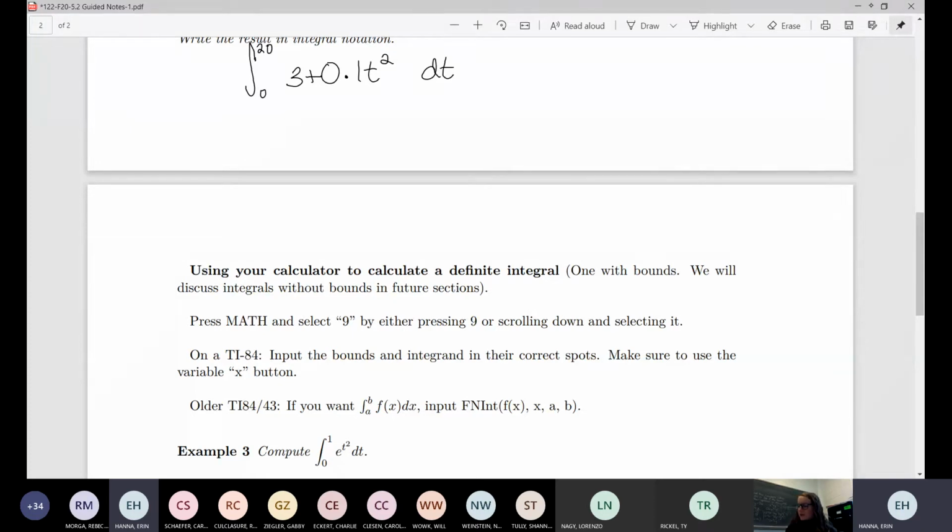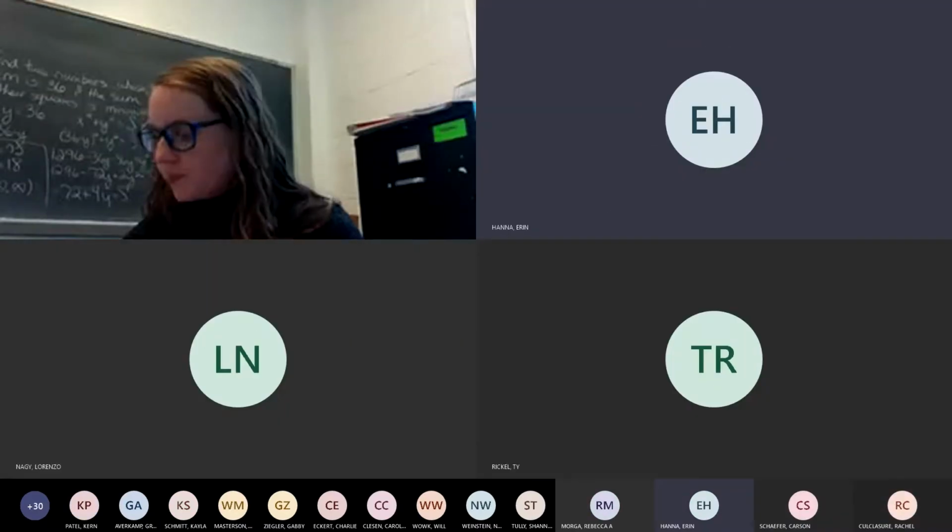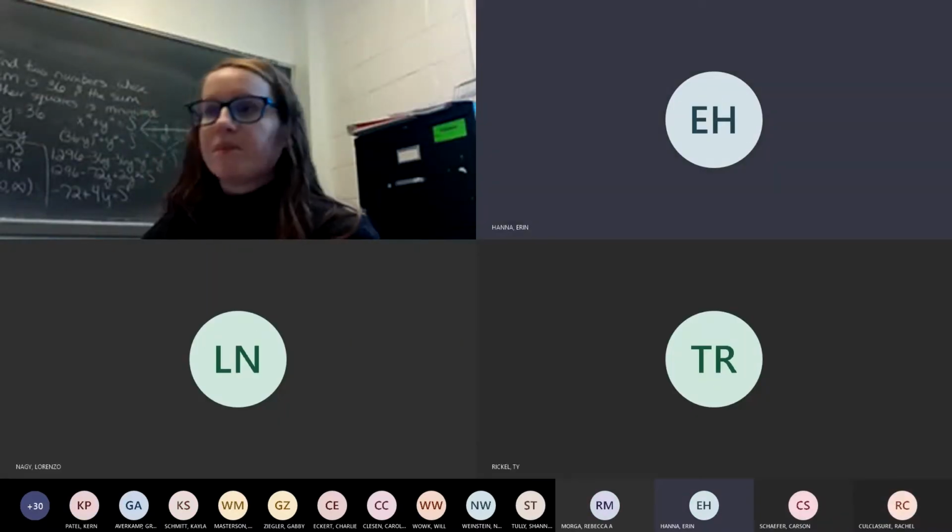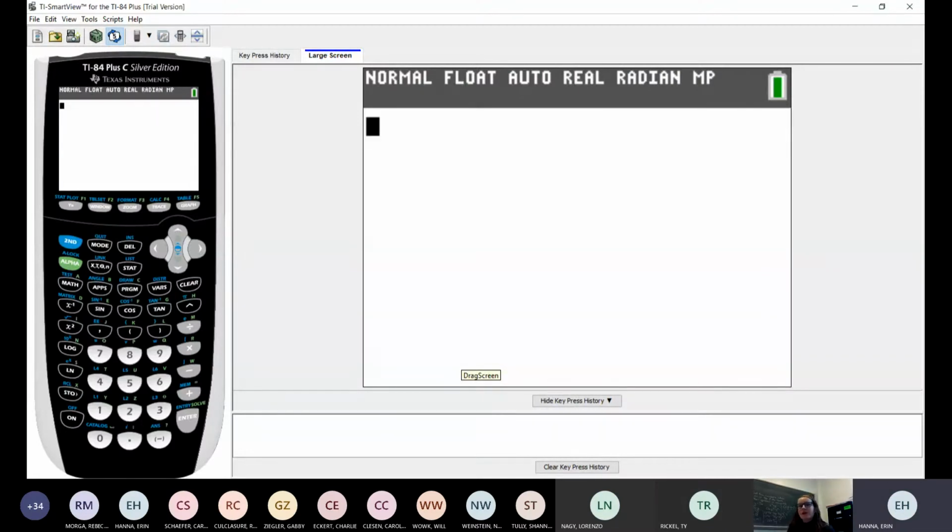Say we want to use the integral that we just wrote down on the previous page, the integral from 0 to 20 of 3 plus 0.1 t squared dt. So I'm going to jump over here. If you have a TI-83 or 84, and it's an older 84 or an 83, you'll have to hold on a second because your ending notation is going to look different, but the starting point is going to be the same. I'll give you all 2 seconds to grab a calculator if you don't have it in front of your face already.